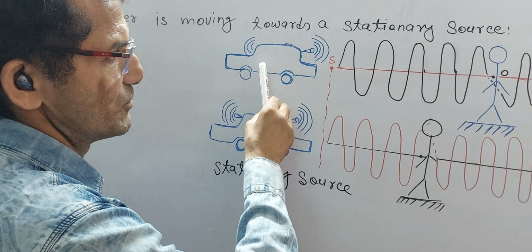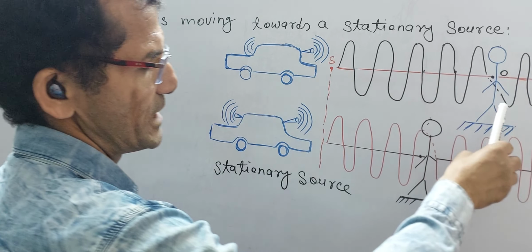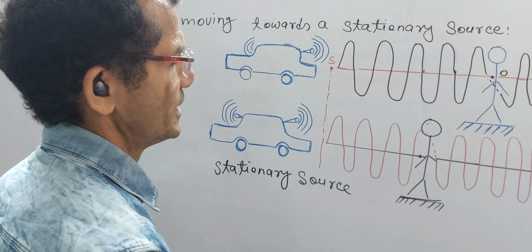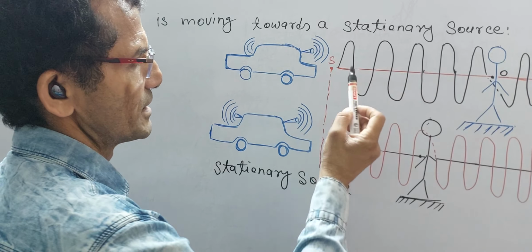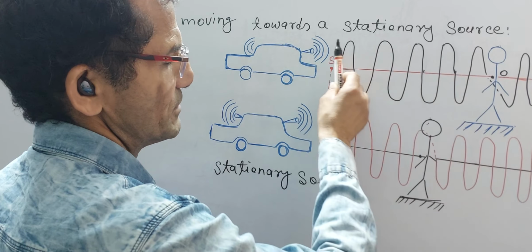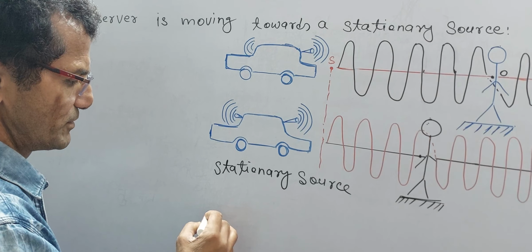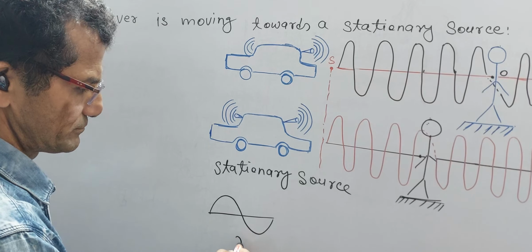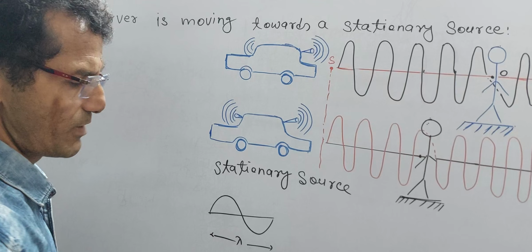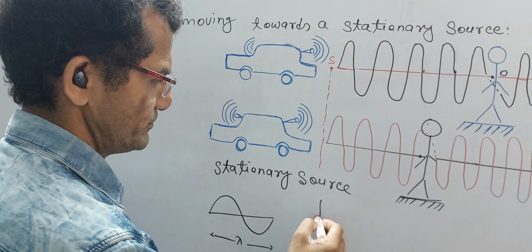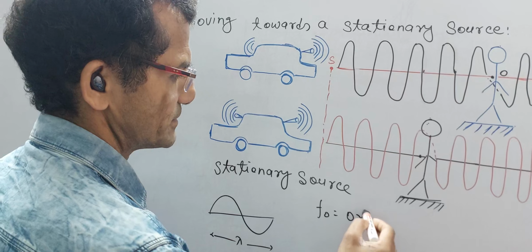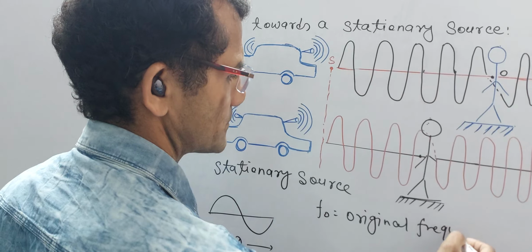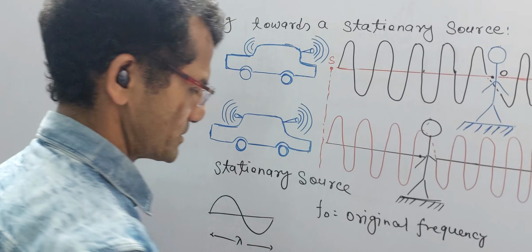So now this is the case when both are at rest. This is stationary and this is also at rest at the beginning. So we know that in 1 second, suppose the source produces f0. We know that this is one wavelength. This is called one wavelength, also called one wave. So suppose f0 is the original frequency of the sound.